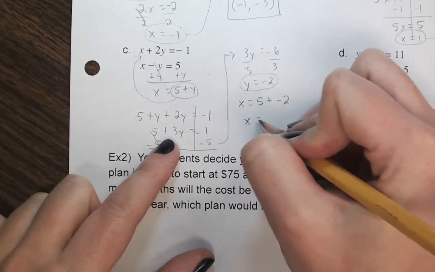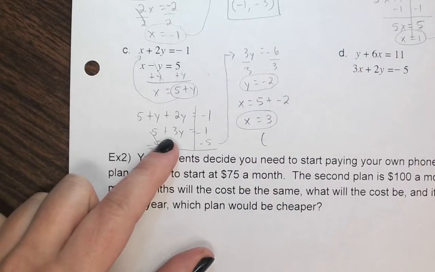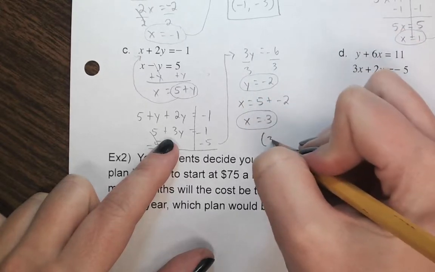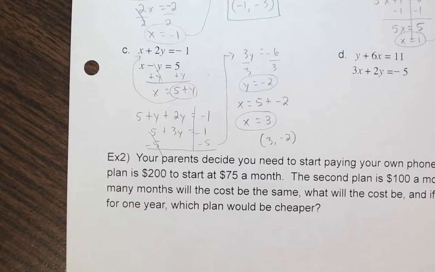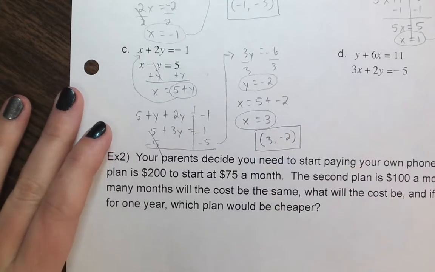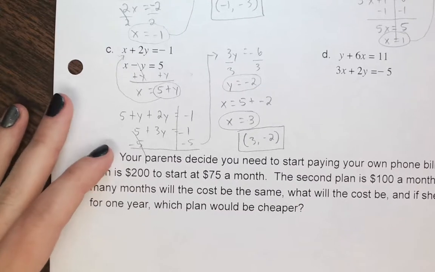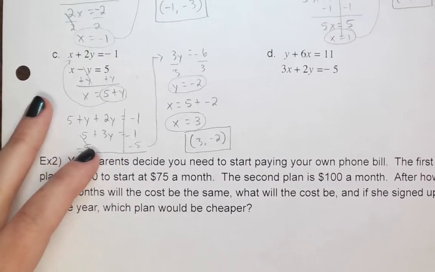5 plus -2 is 3. So my point is 3, -2. Common mistake here is to put the -2 first because that's the one you solved for first. Make sure you always put x before y, just like the order in the alphabet, when you're putting them in a coordinate pair.